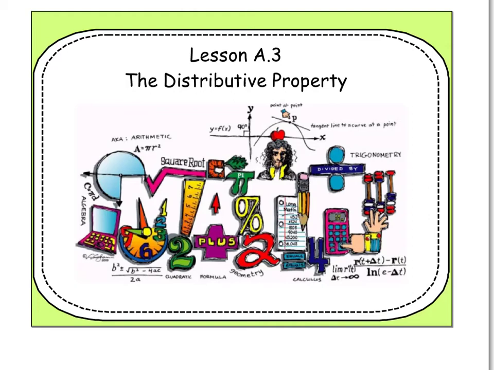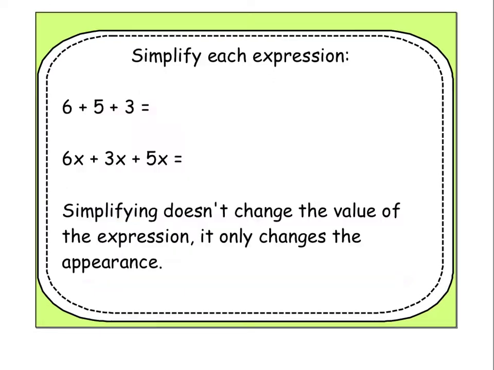The third lesson in algebra talks about the distributive property. The first thing that we're going to recognize is how to simplify an expression, because that is a direction that you will be given throughout algebra this year. So if you were told to simplify 6 plus 5 plus 3, you would first do the 6 plus 5, which is 11, and then 11 plus 3 to give you 14.